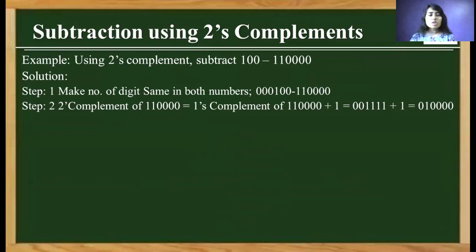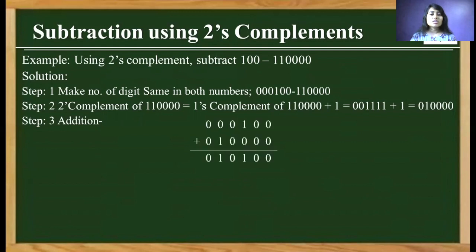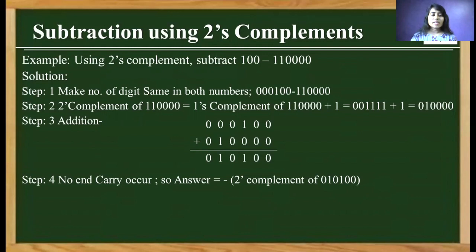This 2's complement can be calculated by 1's complement, and 1's complement can be calculated by replacing 0 and 1. So this is how we can calculate 2's complement. After 2's complement, perform addition. So here is binary addition: 0 plus 0, 0; 0 plus 0, 0; 1 plus 0, 1; 0 plus 0, 0; 0 plus 1, 1; 0 plus 0, 0. So here no end carry occurs.